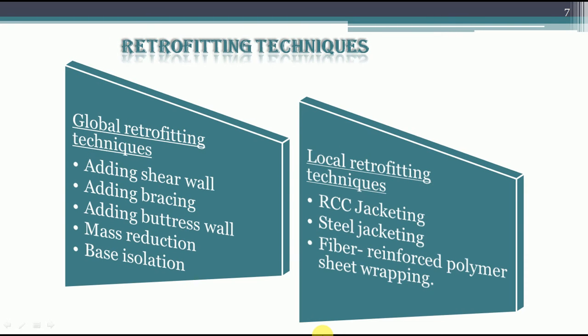I have listed some global retrofitting techniques and some local retrofitting techniques. Global retrofitting techniques include adding shear wall, adding bracing, adding buttress wall, mass reduction, and base isolation. Local retrofitting techniques include RCC jacketing, steel jacketing, and fiber reinforced polymer sheet wrapping. There are many retrofitting techniques. I have listed some of them here.